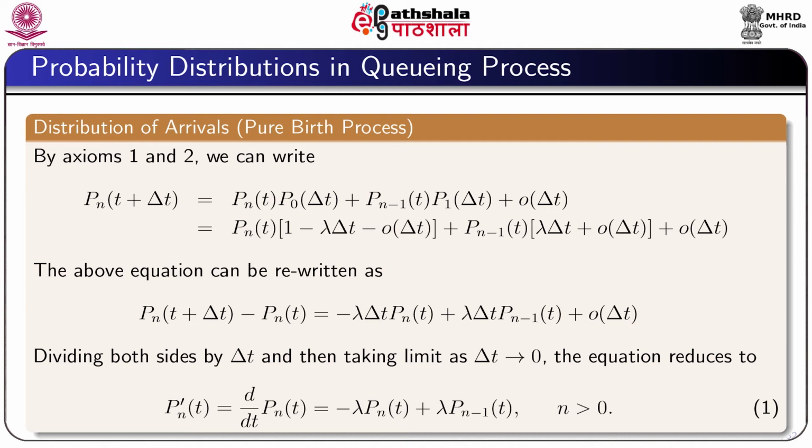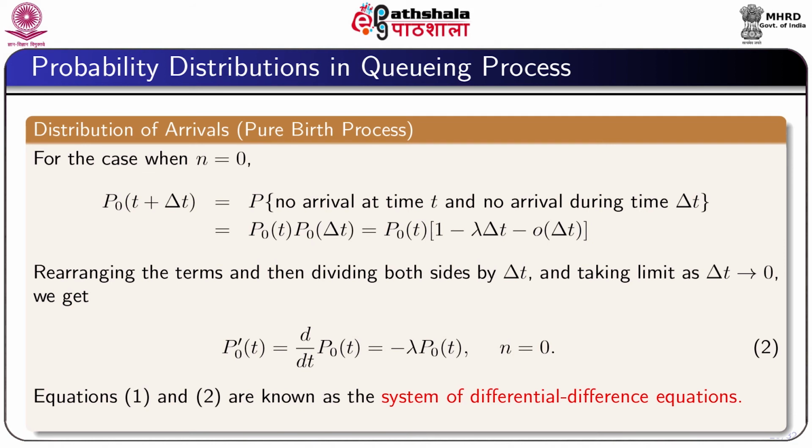Thus, the above equation can be written by simplifying P n t plus delta t minus P n t equal to minus lambda delta t into P n t plus lambda delta t P n minus 1 t plus order of delta t. Dividing both sides by delta t and then taking limit as delta t tends to 0, the above equation reduces to P n dash t equal to minus lambda P n t plus lambda into P n minus 1 t, where n is greater than 0.